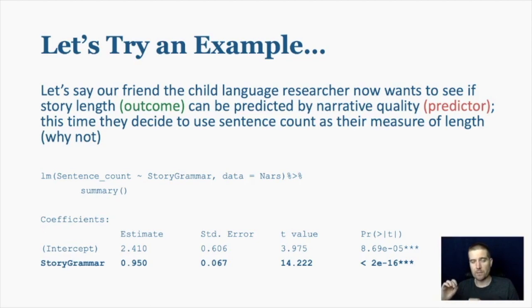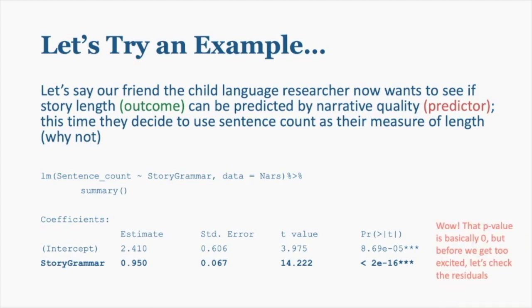The estimate is 0.95 and it's highly significant, suggesting there's probably an effect out there. For every 1 unit increase in story grammar, there's a 0.95 increase in the sentence count. So naturally, if you're in this situation, you're like, wow, that p-value is essentially zero. It's super close to zero. It's very significant. This effect is meaningful. But before we get too excited, let's check the residuals.